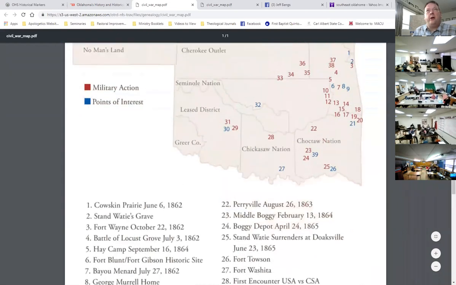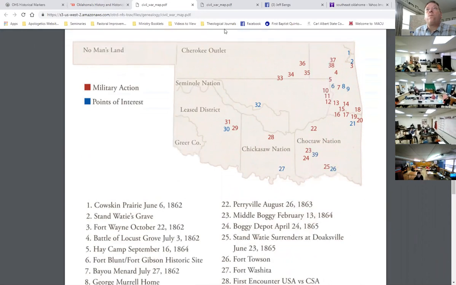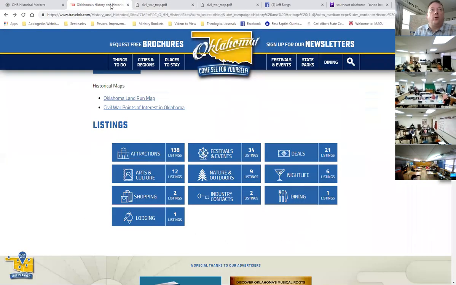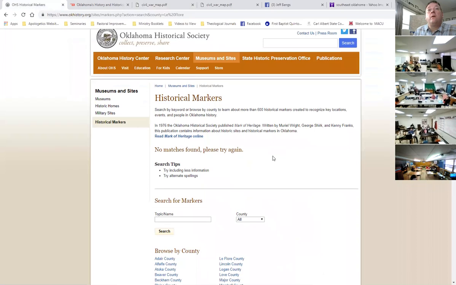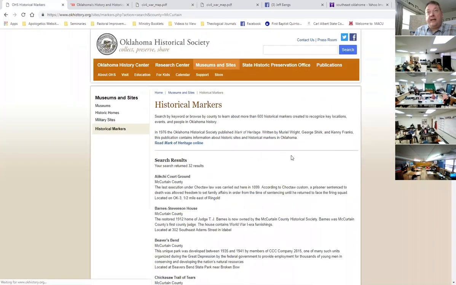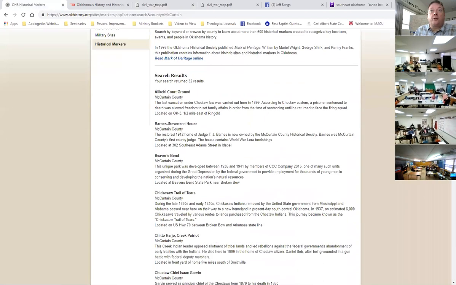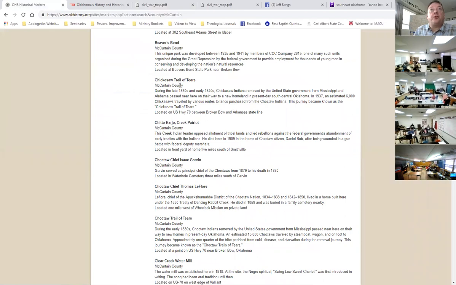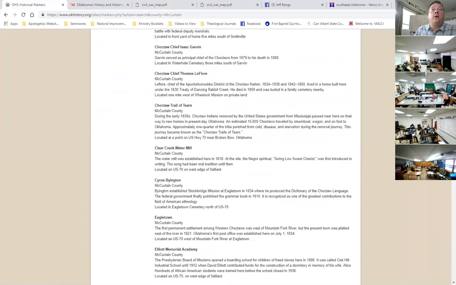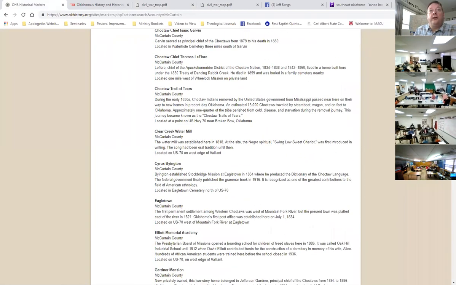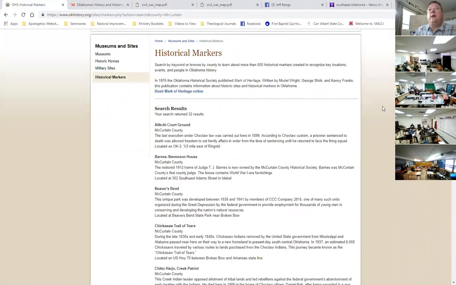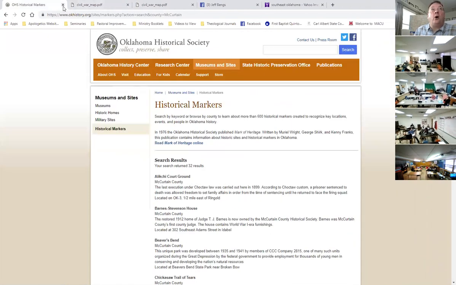In Smithville, what county are you in? Is it LeFlore? McCurtain. McCurtain, yeah. So McCurtain County has 32 historical markers. Chickasaw Trail of Tears between Broken Bow and Arkansas state line. So, you know, what's so cool is if we really look, history is all around us.